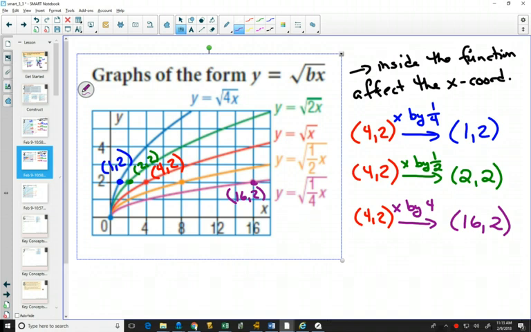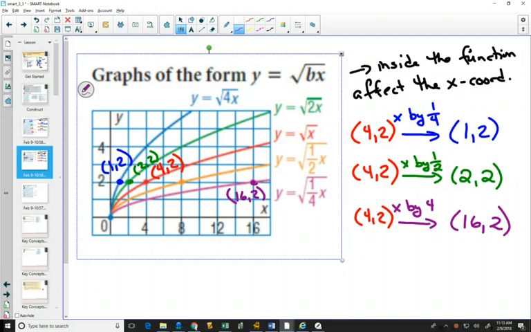For the blue one and the green one, those would both be horizontal compressions. Because we're multiplying our x value by a fraction, the blue one we would say is a horizontal compression by a factor of 1/4. And it's like we took the red graph, fixed it on the y-axis, and squished it towards the y-axis. And we would end up getting the blue graph.